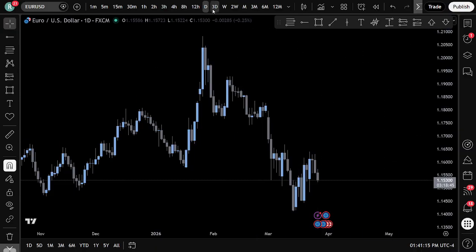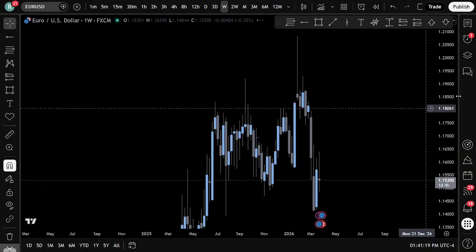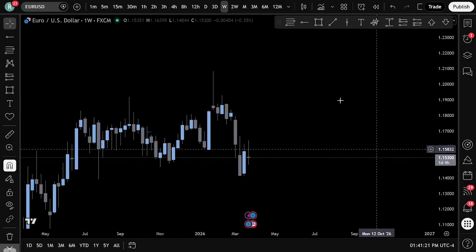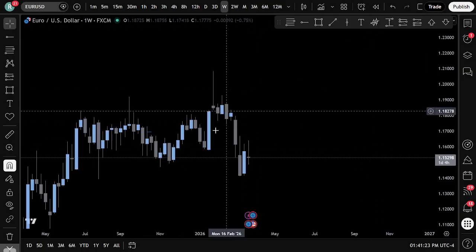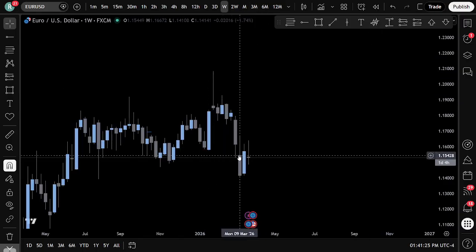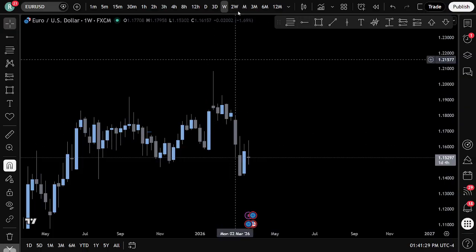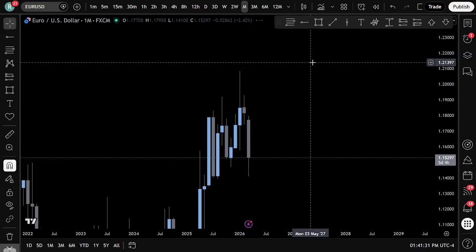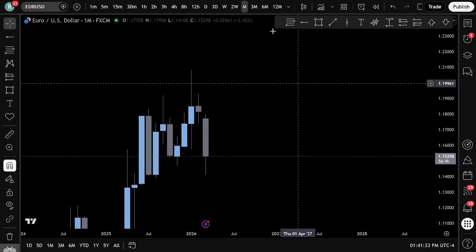So let's dive in. All right, so with Euro here, let's look at this entire sell side of the curve as we came down to our weekly, monthly. Oh my, well, that's interesting.